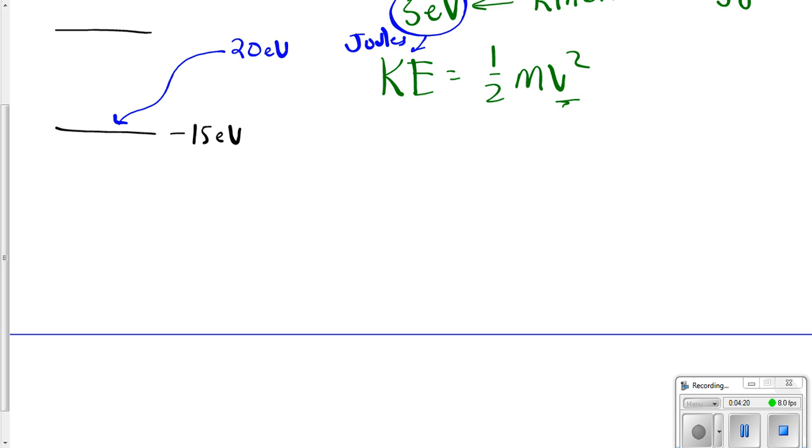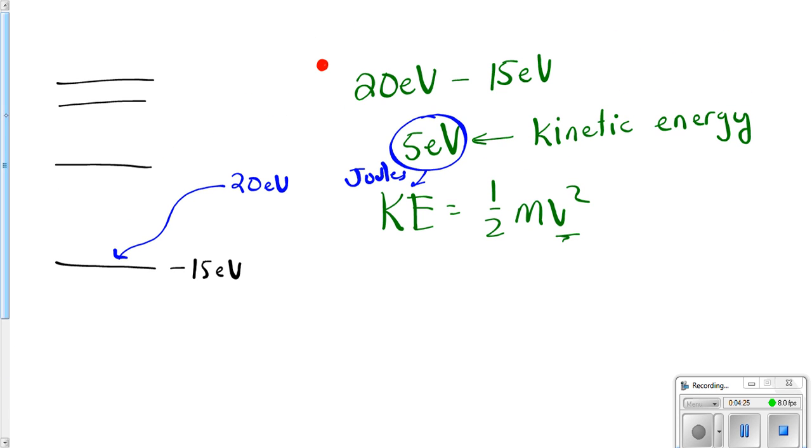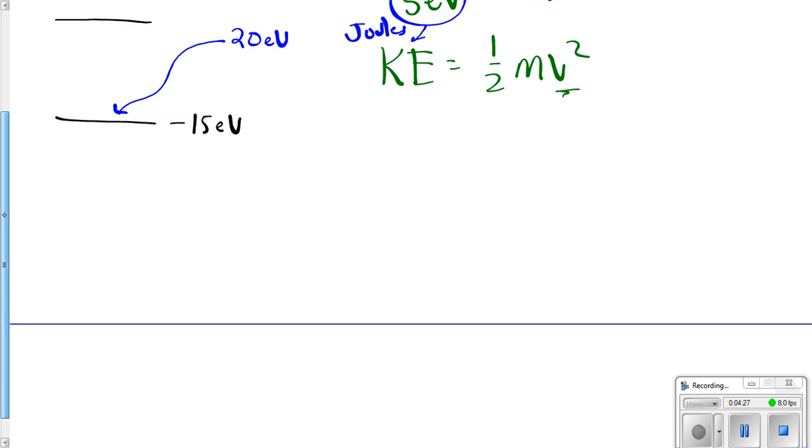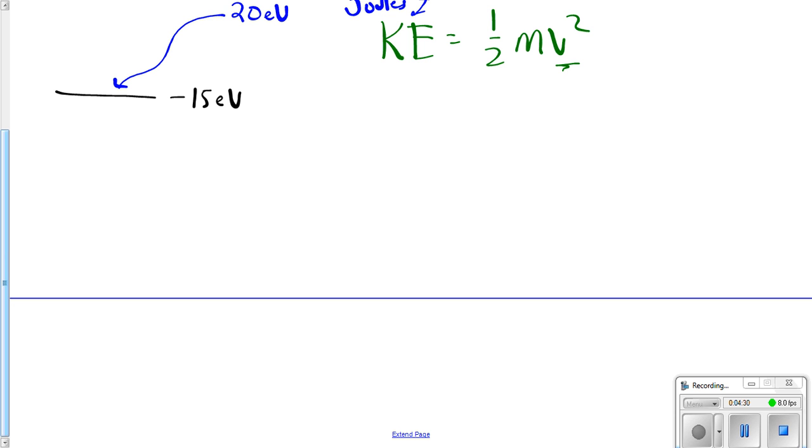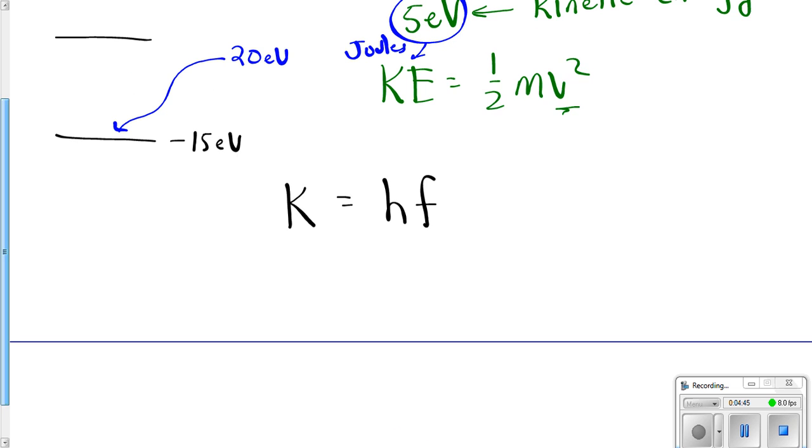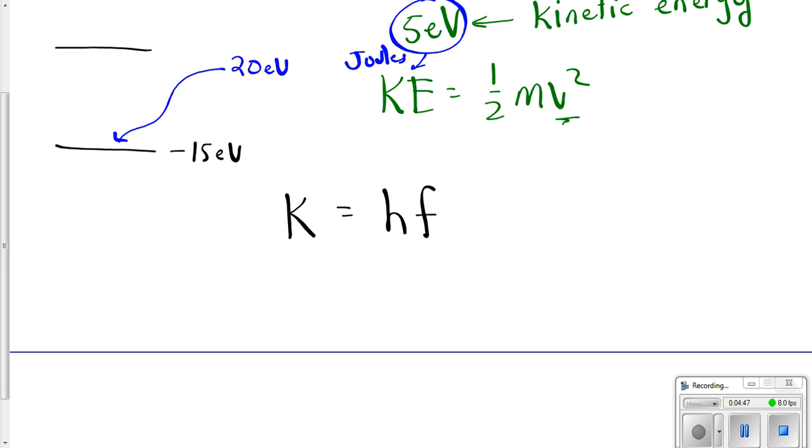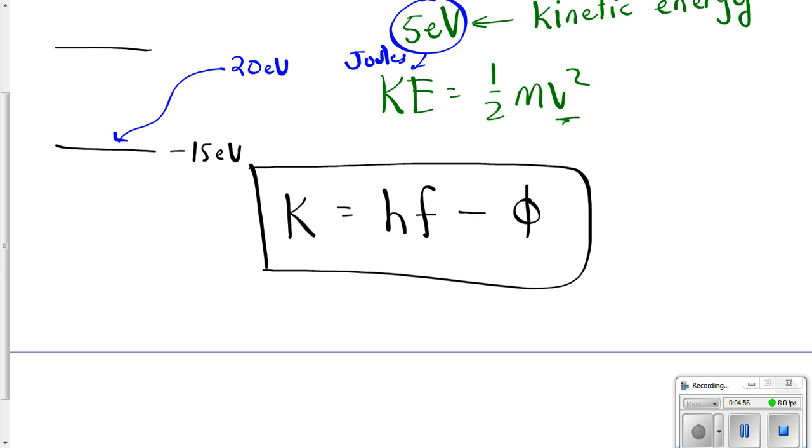So we have an equation that includes work function. And if you kind of logically followed what we were doing here, you'll be able to come up with it. The kinetic energy of the electron, let's call it K, that's leaving the element will be equal to the energy of the photon which came in, 20 electron volts, minus the work function of the metal. So this is the equation to calculate energy.